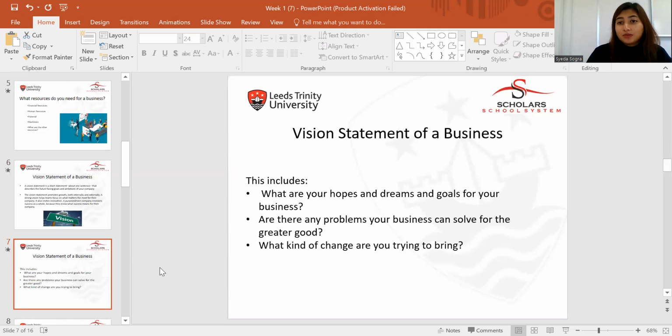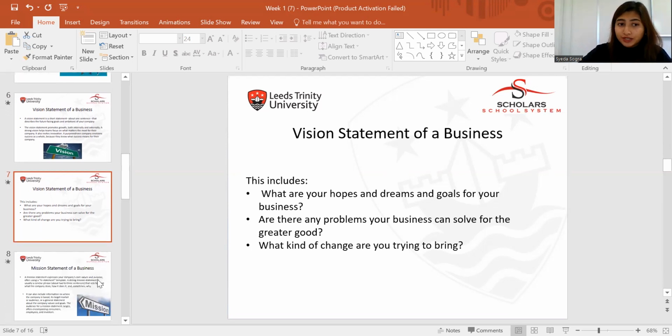So when we do a business, our vision statement consists of the hopes and the dreams and the goals for our business. And any problem we are solving would be for the greater good. Any gap we are fixing would be a greater good to include in the vision statement. And also what kind of change we're trying to bring.